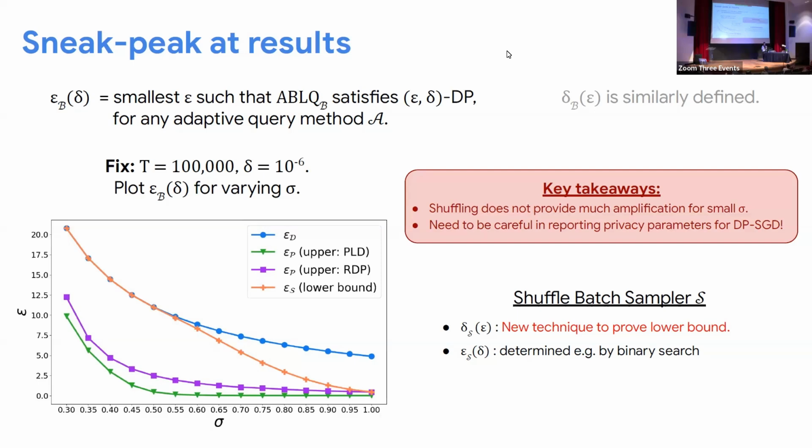So the key takeaway that we want people to have from our paper is that you need to be very careful when you're reporting the privacy parameters of DPSGD, especially if you're doing shuffling rather than doing the real Poisson subsampling, and you're using the privacy parameters for Poisson subsampling, which is common in practice.